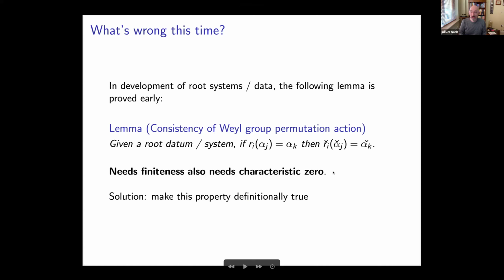The solution is you make this shouldn't be a lemma. This should be a definition. This should be definitionally true. And the dilemma is that if you have these properties, well, then actually that can be derived from less data. But in general, the object you're defining should include this.